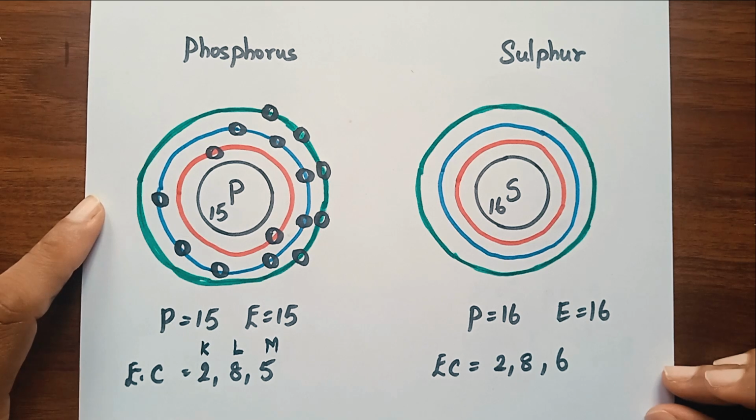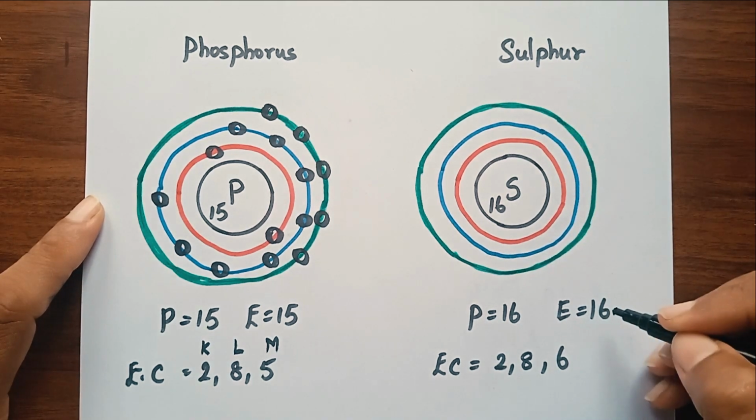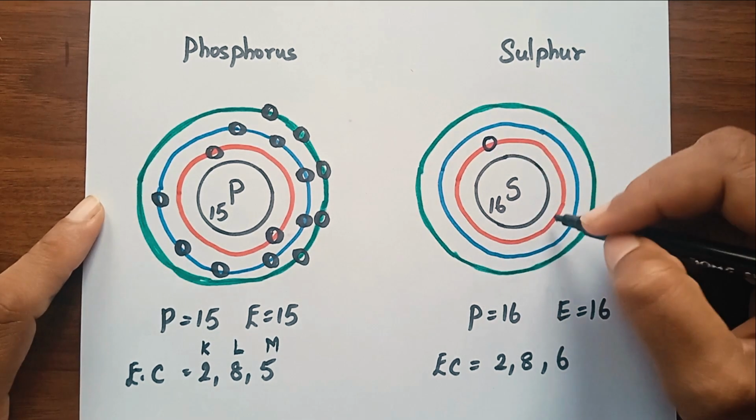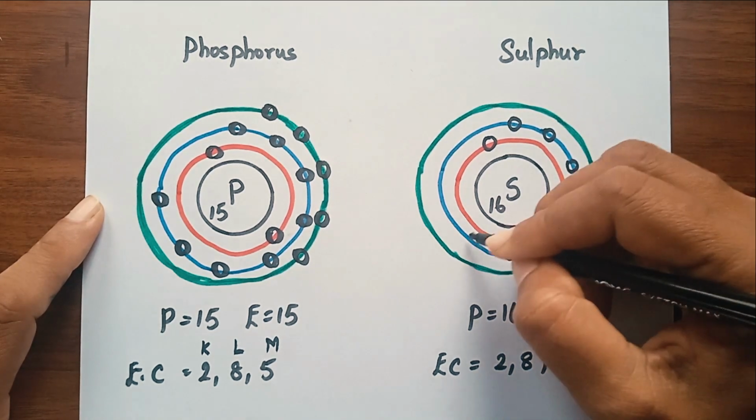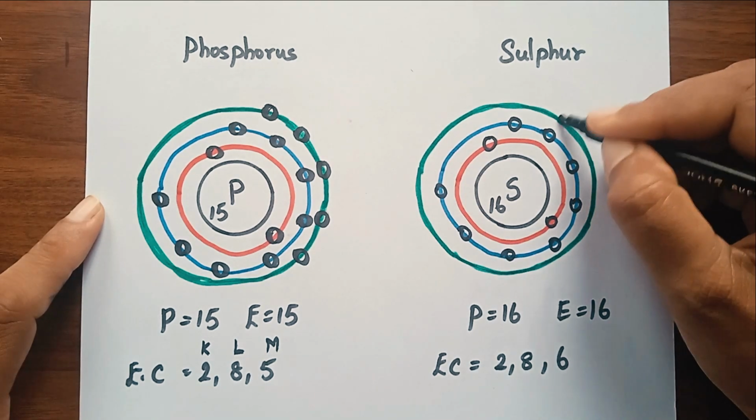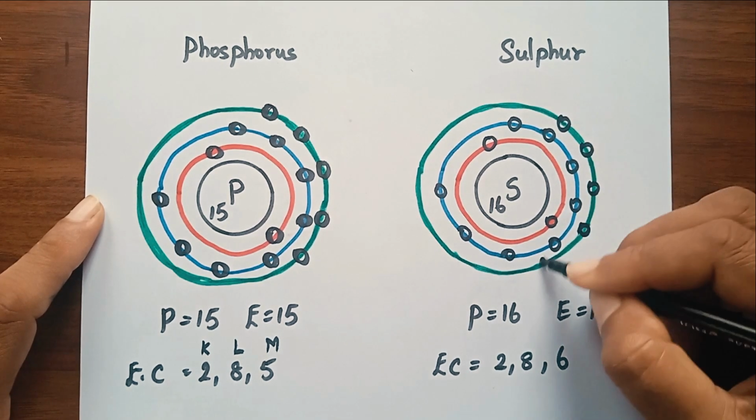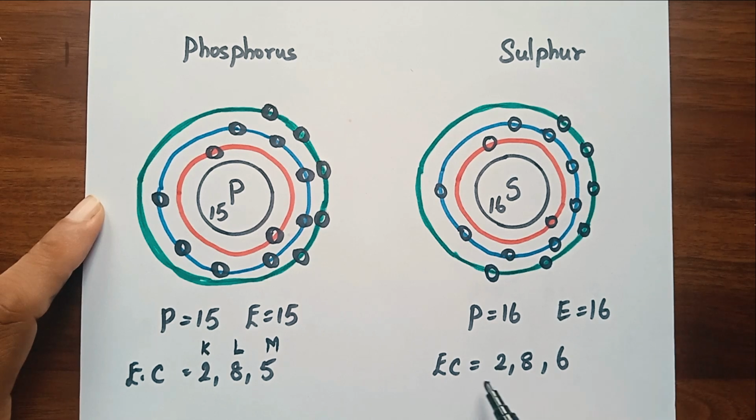Sulfur, the atomic number of sulfur is 16. So the total number of electrons is also 16. Start filling: 1, 2, 3, 4, 5, 6, 7, 8, 9 and 10. The remaining 6: 1, 2, 3, 4, 5 and 6. So the electronic configuration is 2, 8, 6. That is K, L and M. The M shell has 6 electrons.